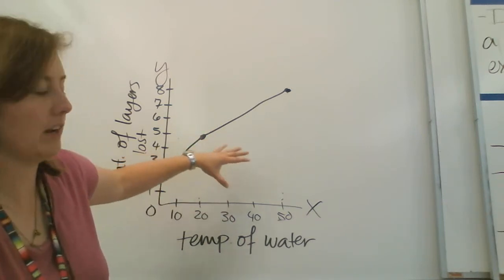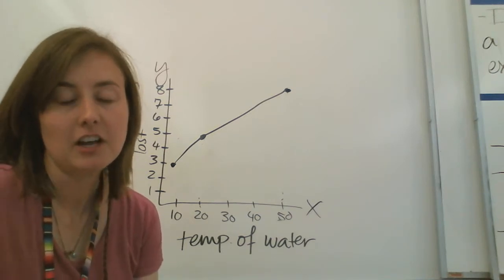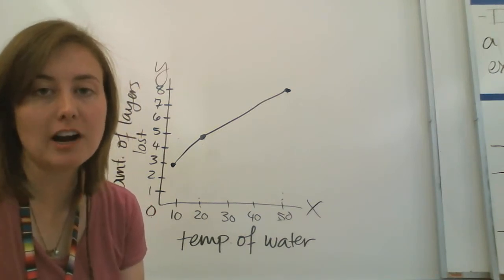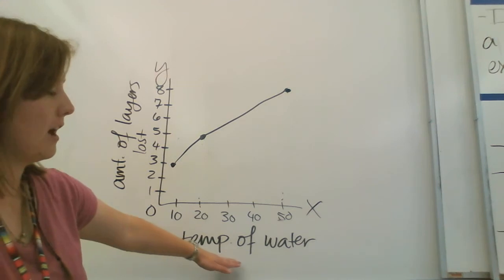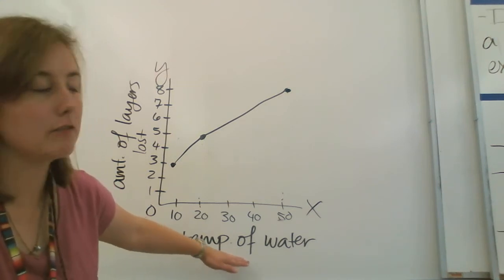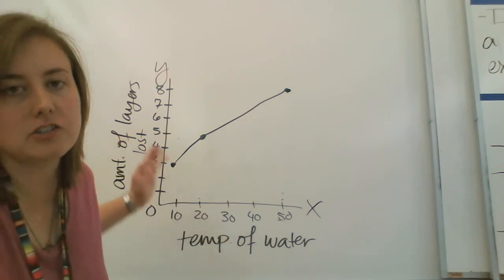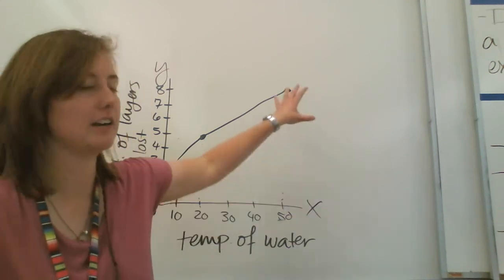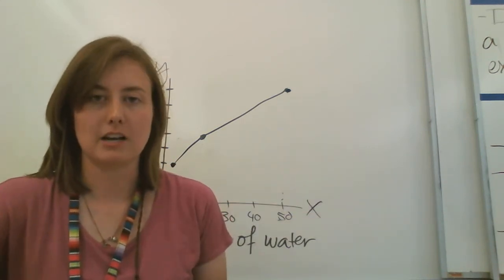So anyway, our graph is missing one thing, and that's a title. Remember, with the main title, try to use both axis titles. So I might put something like temperature of water versus amount of layers lost, just like we did on our bar graph. I'm not going to write it out, but that would be a good main title for this graph, okay?